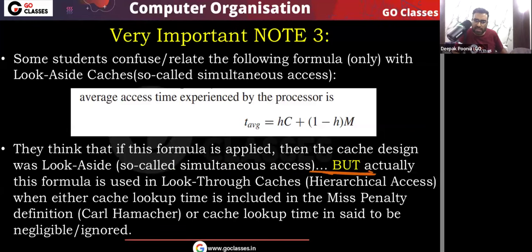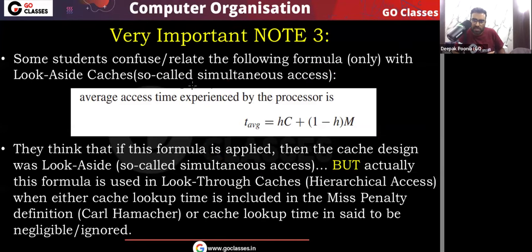This formula is also a hierarchical access formula. This formula is also used in the look through cases. When do we use this formula? We use this formula when the cache lookup time is ignored, or it is negligible, or it is included in the miss penalty. We have already seen Carl Hamacher's definition of miss penalty. In Carl Hamacher, the miss penalty definition includes the cache memory search time, the cache memory lookup time. Or when the question says that cache memory lookup time can be ignored or it is negligible, in these situations we use this formula. Okay, so please don't relate this formula with so-called simultaneous access.